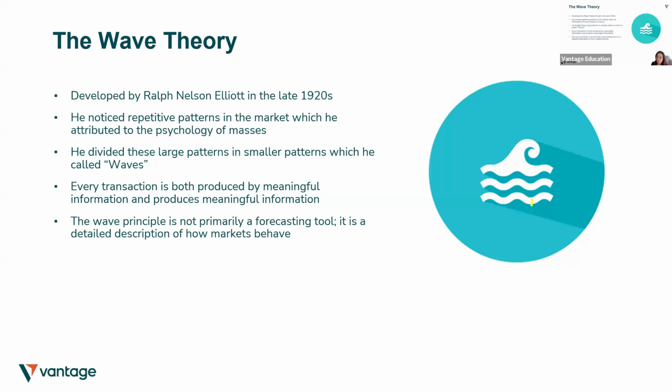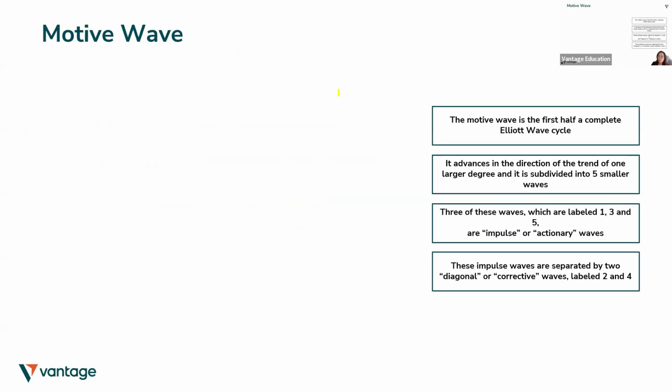The wave theory was developed by Ralph Nelson Elliott in the late 1920s. He noted repetitive patterns in the market, which he attributed to the psychology of the masses. He divided those patterns into smaller patterns, which he called waves. Each transaction is both produced by meaningful information and produces meaningful information. The wave principle is a detailed description of how markets behave. In the wave theory, we have two kinds of waves: motive waves and corrective waves.